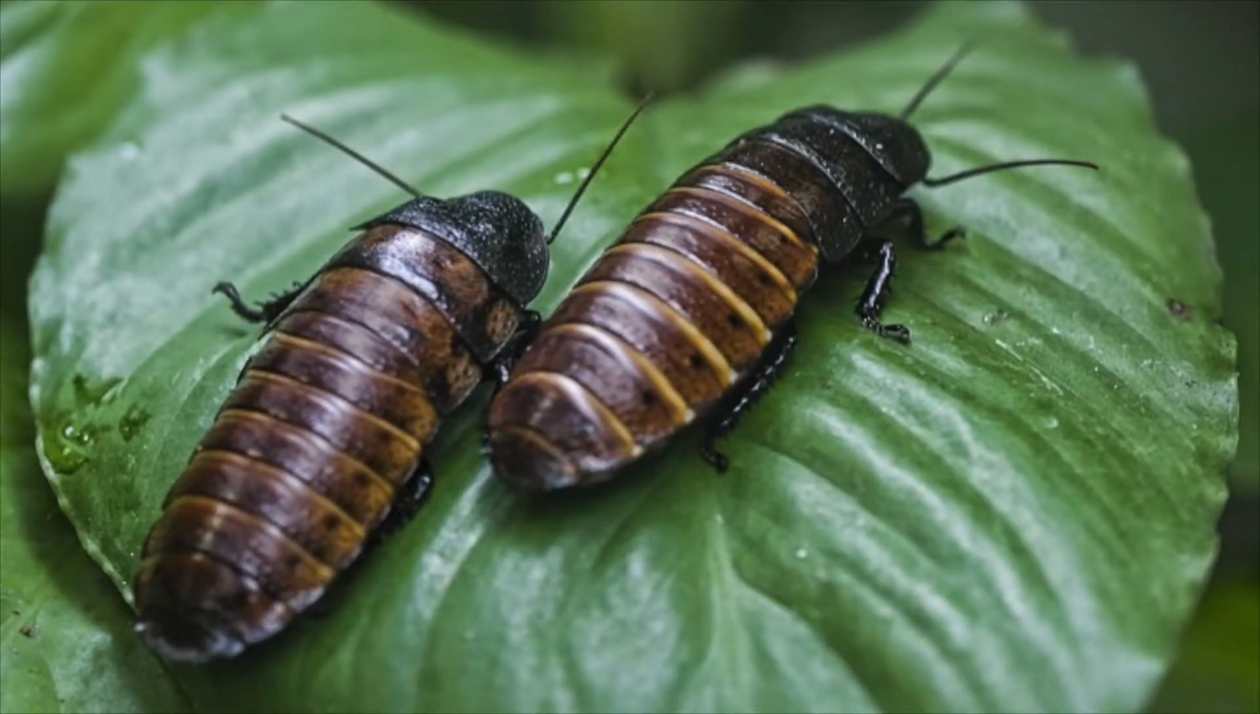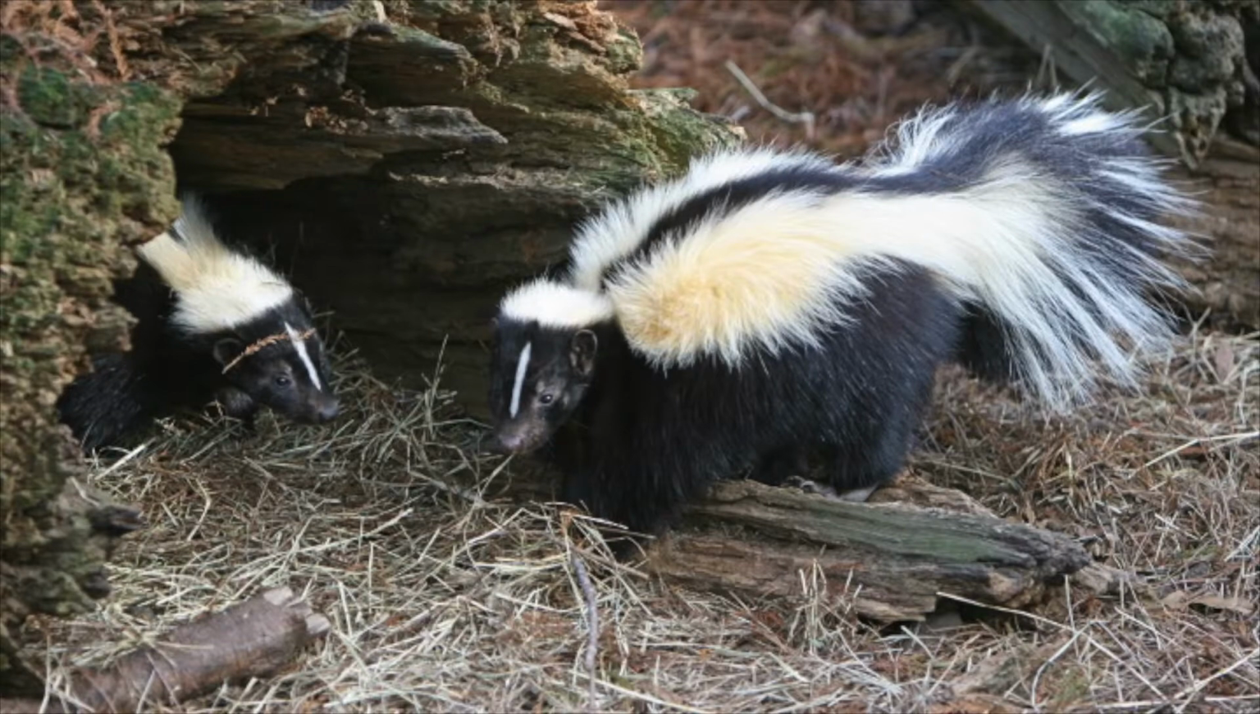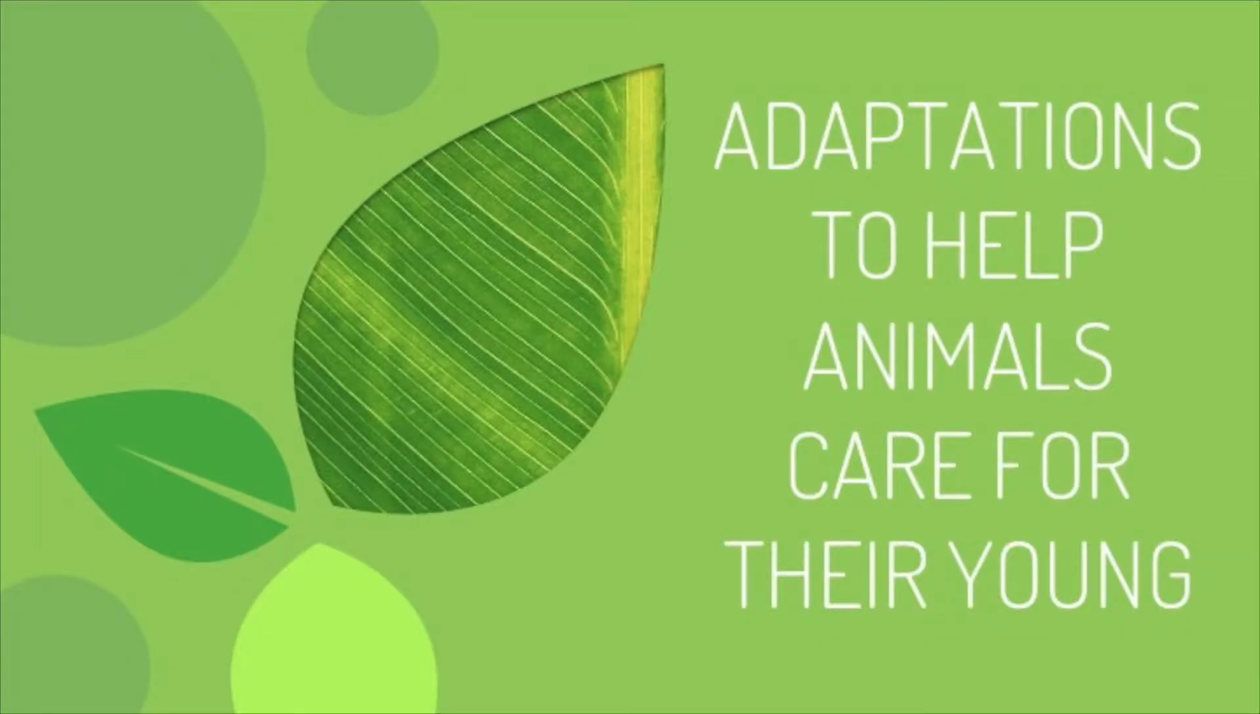Some animals, like a hissing cockroach, even make noises to scare off predators. Even a skunk, which sprays a bad smell, makes predators not want to get near it. Besides defending itself, an organism also needs to care for its young. Babies can't defend themselves very well and need to be protected.